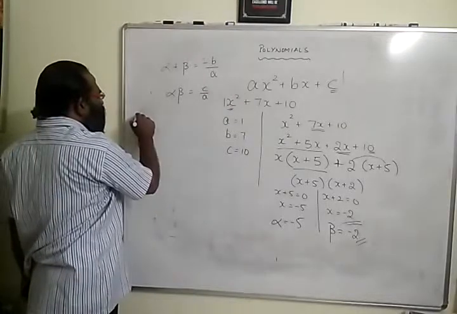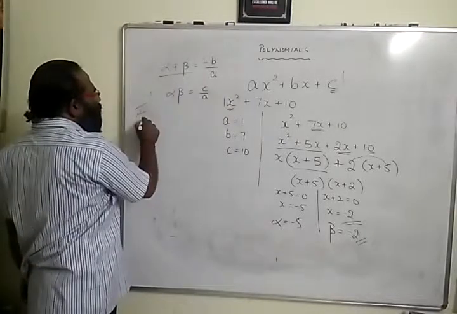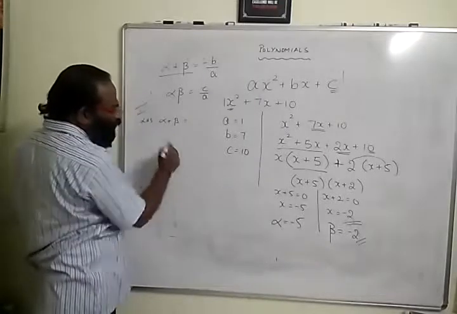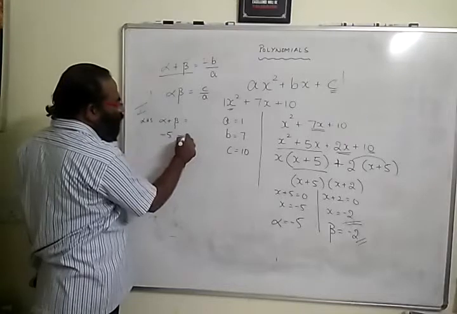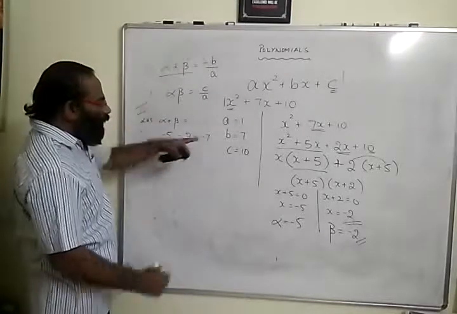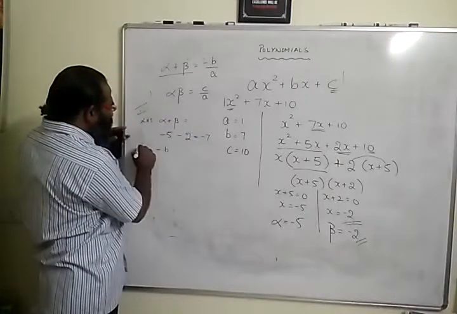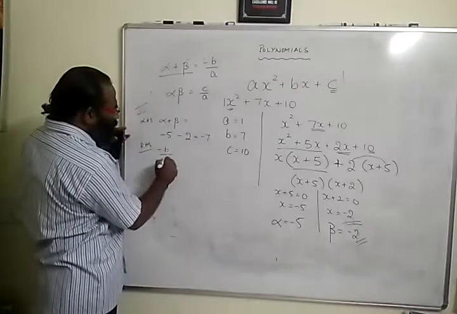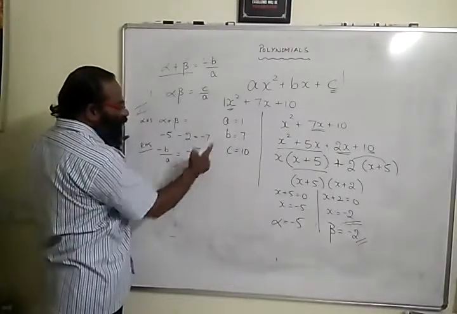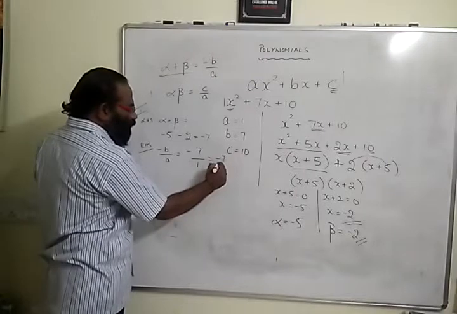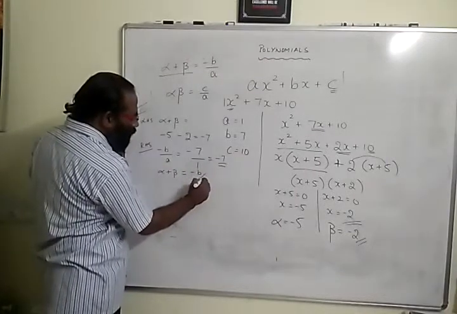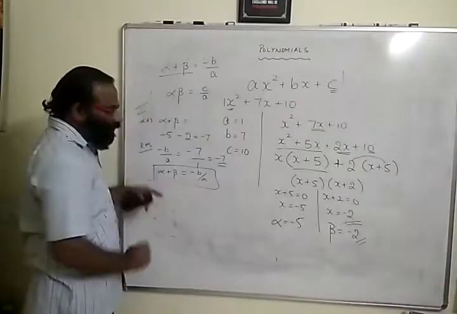So let's take the first one. In the left hand side, alpha plus beta. What is alpha plus beta? Minus 5 minus 2, which is equal to minus 7. And the RHS is minus b by a, which is minus b is minus 7, by a is 1, which is minus 7. So therefore alpha plus beta is equal to minus b by a. Perfect. We have verified the first one.